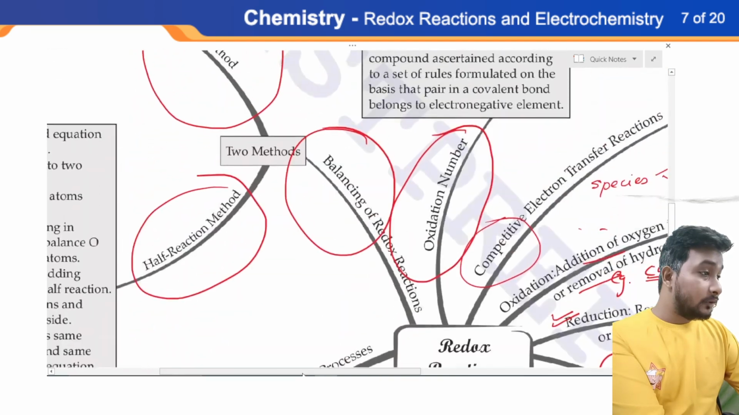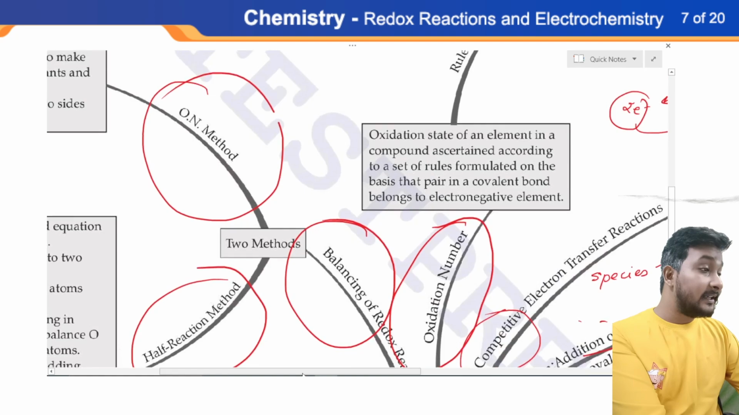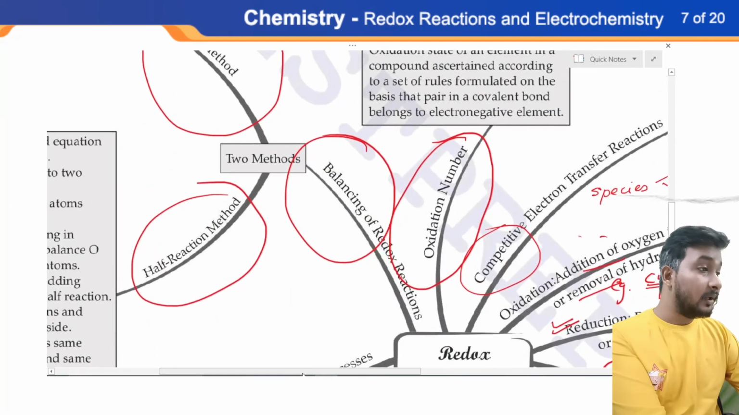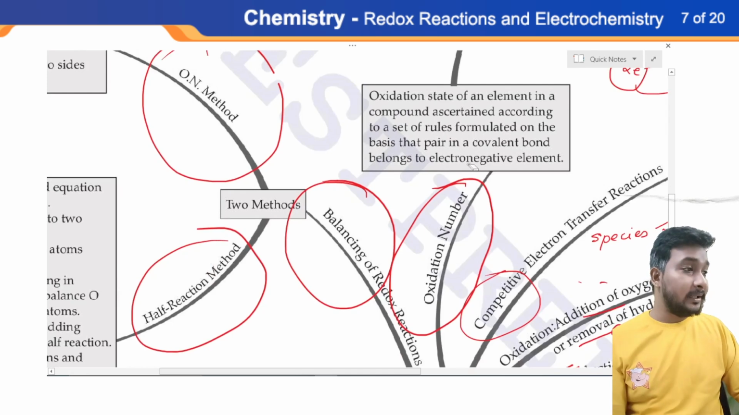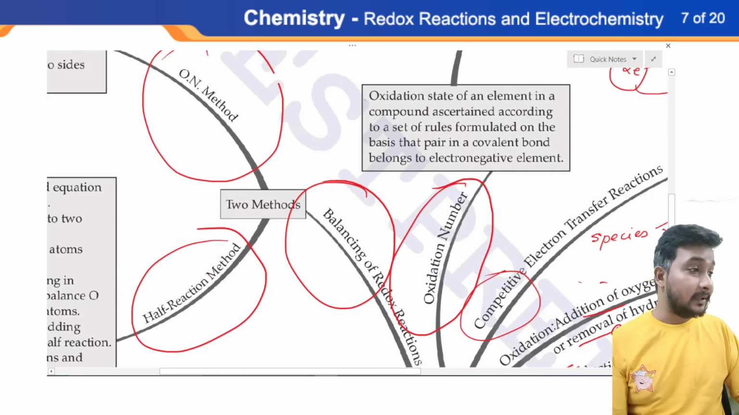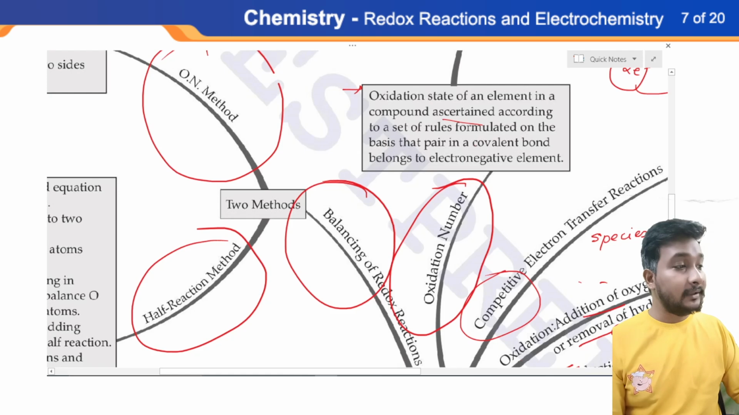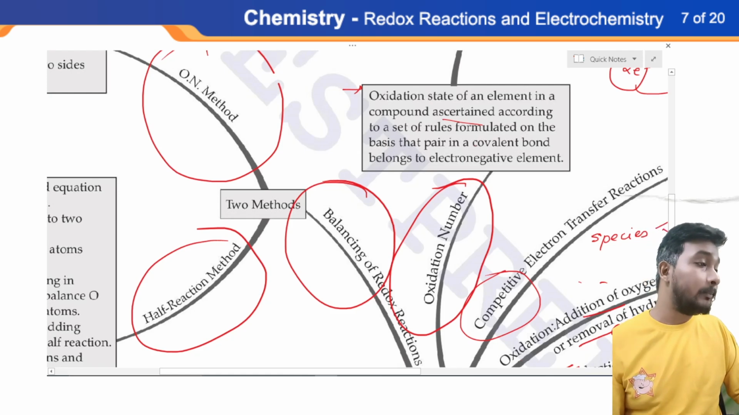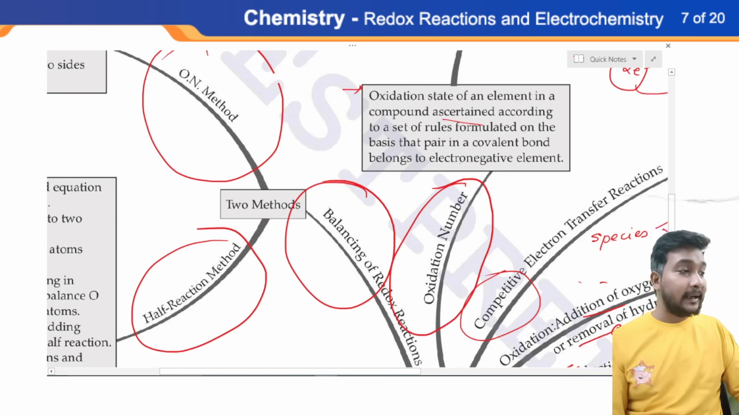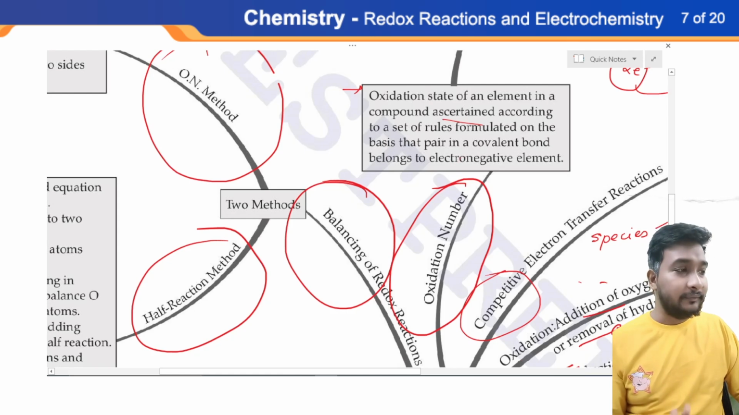Now the next part is very important, that is the oxidation number methodology. What is oxidation number? Let me tell you the definition, which is written in the flowchart: oxidation state of an element in a compound ascertained according to a set of rules formulated on the basis that the pair in a covalent bond belongs to the electronegative element. I hope you are not getting this definition. Don't worry, we don't have to remember this definition.